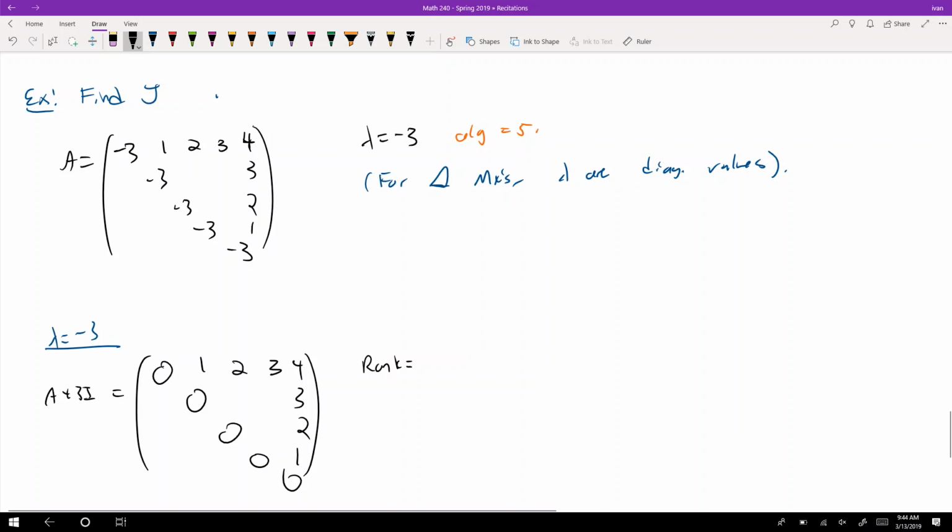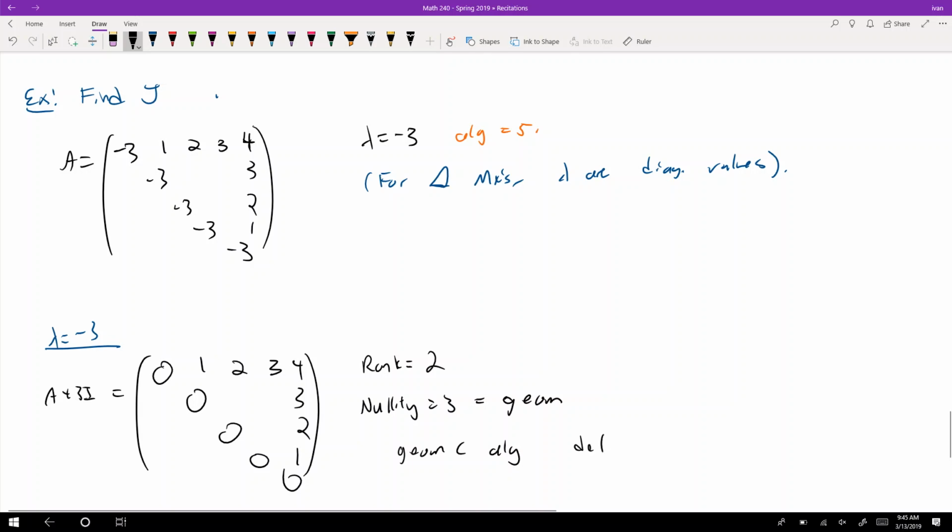Two. Okay, and that's because these rows are the same, but the row of 0, 1, 2, 3, 4 is different from the rest. Okay, so the rank is equal to 2. All right, and then by the rank-nullity theorem, the nullity is equal to 3, which is equal to the geometric multiplicity. So the geometric multiplicity is less than the algebraic multiplicity, right?